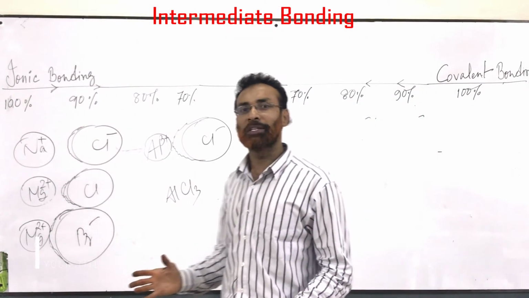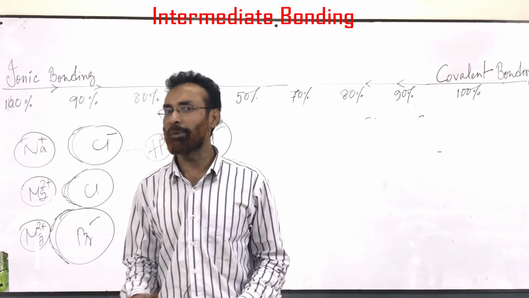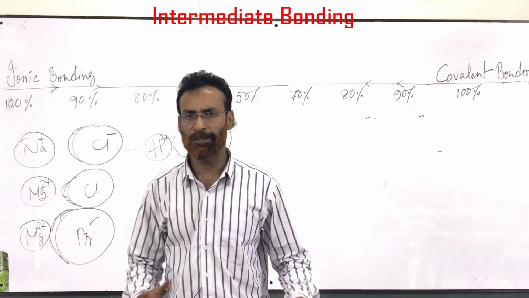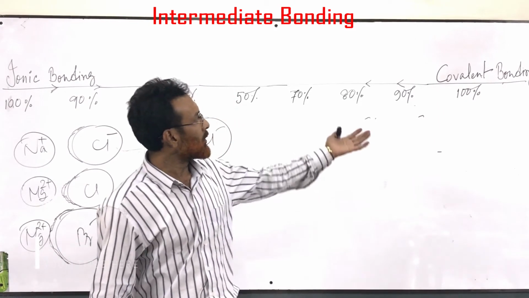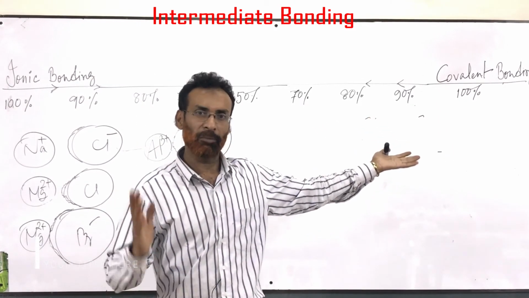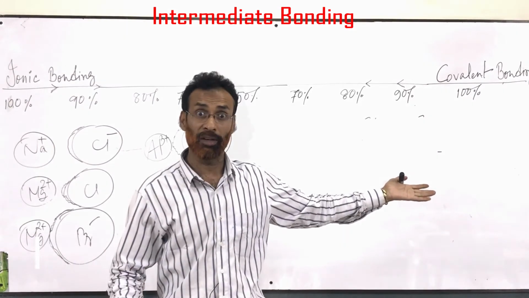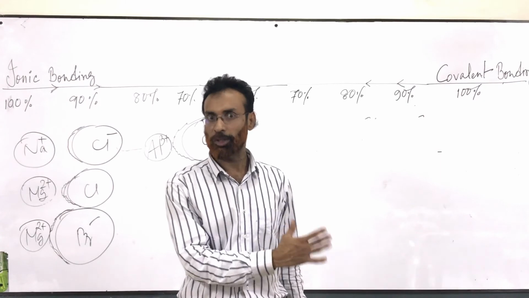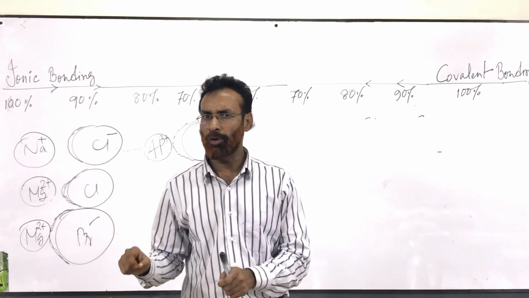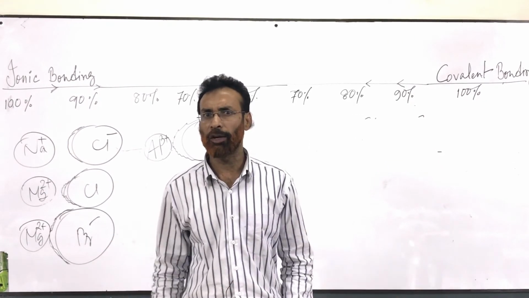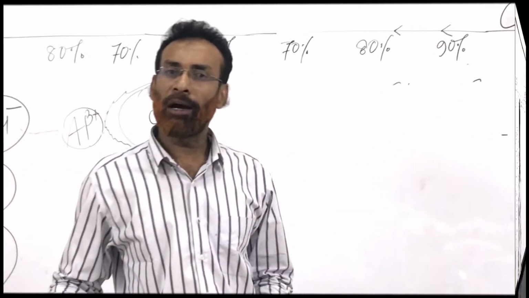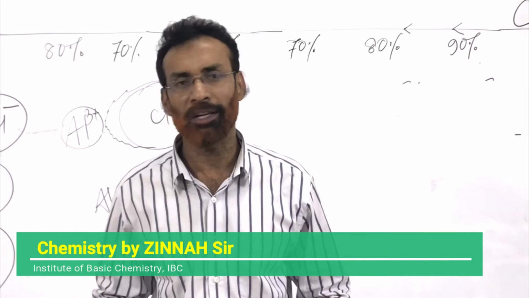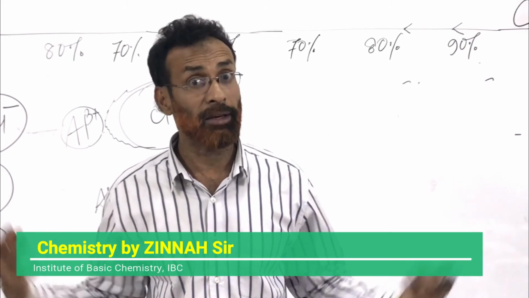So this was our intermediate bonding, which means ionic substances have some degree of covalency, and this is different in different ionic compounds. And covalent substances, yes, some covalent substances are 100% covalent, and most of the covalent compounds are not 100% covalent. They have some poles, dipoles, and some ionic properties. So I think this has made your concept very clear about intermediate bonding.